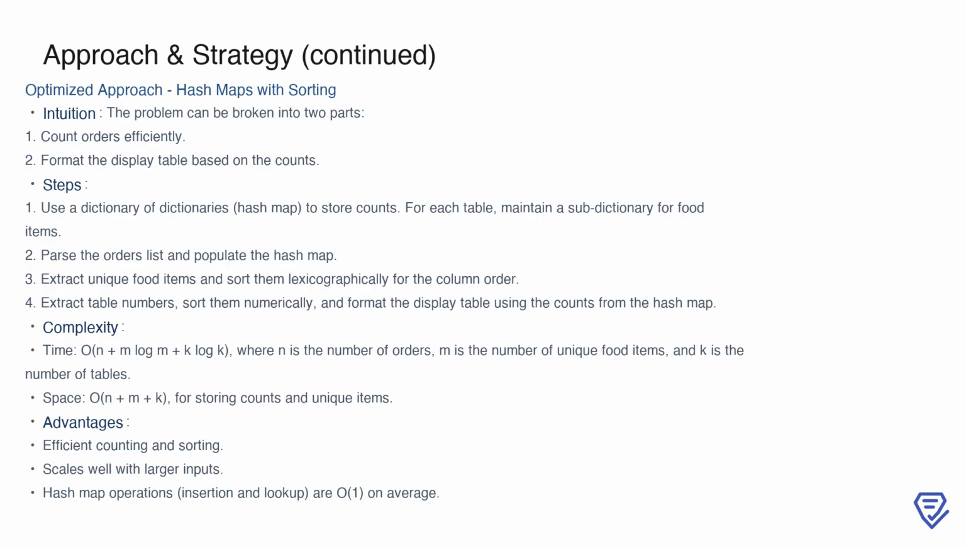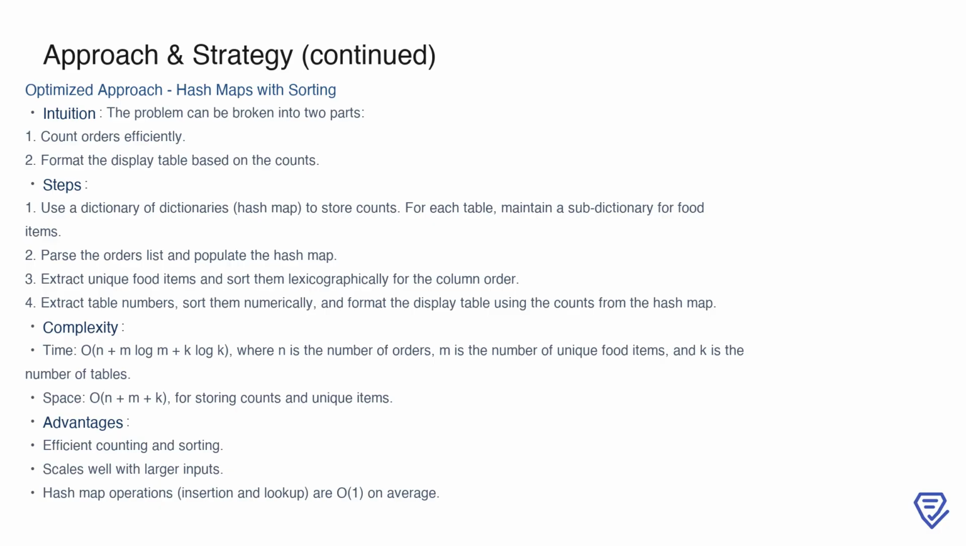Once the data is organized, we extract the unique food items, sort them lexicographically to define the column order, and separately sort the table numbers numerically. With the sorted food items and table numbers, we can construct the display table by referencing the counts stored in the hash map. This approach significantly improves efficiency, with a time complexity of O(n + m log m + k log k), where n is the number of orders, m is the number of unique food items, and k is the number of tables.